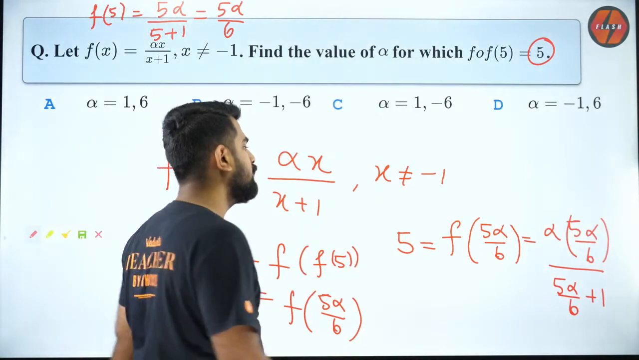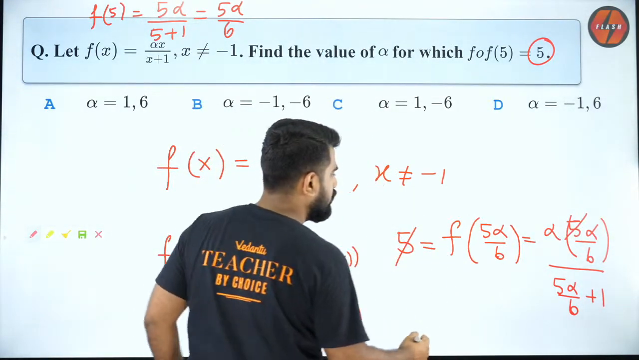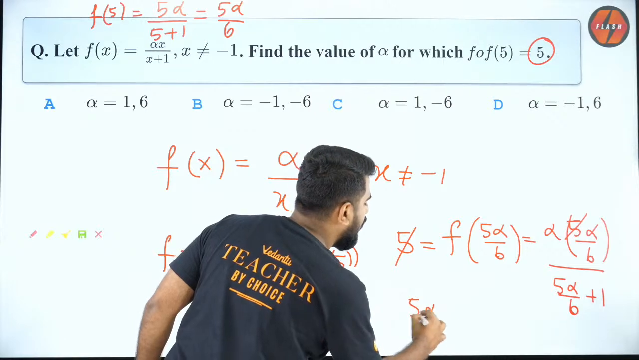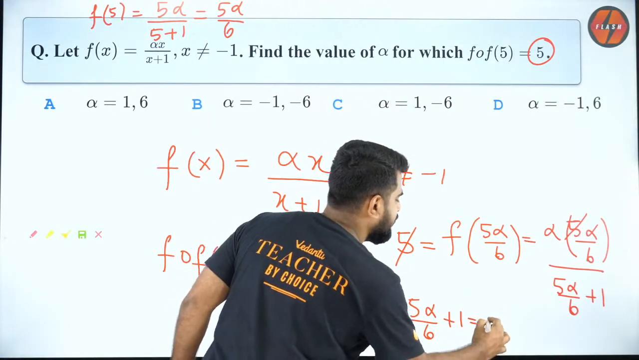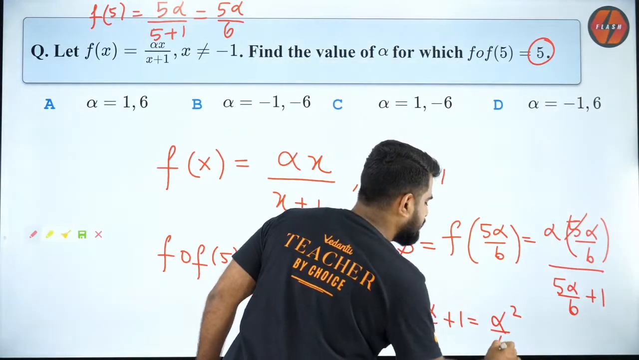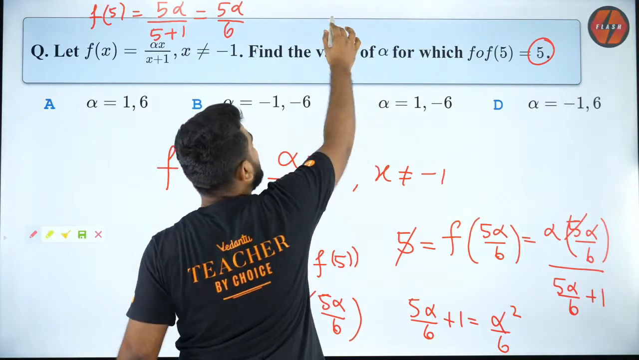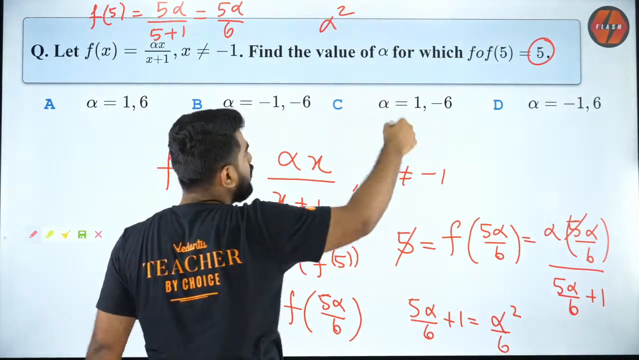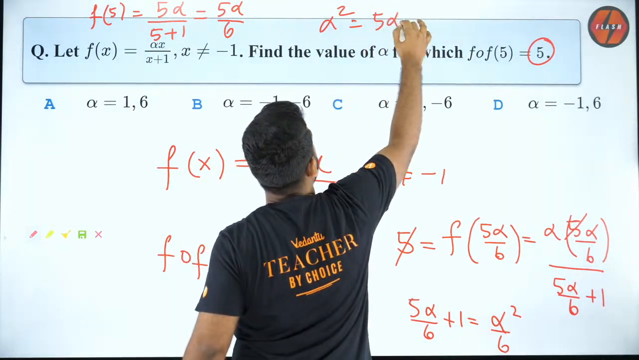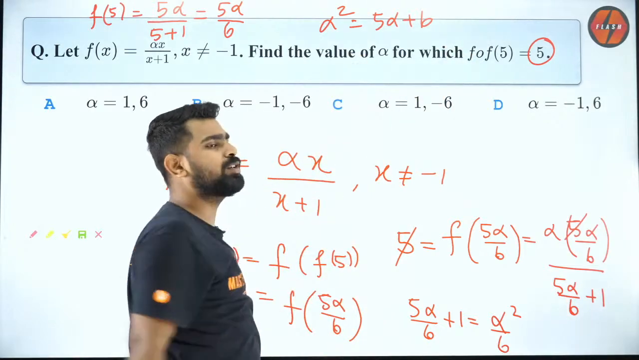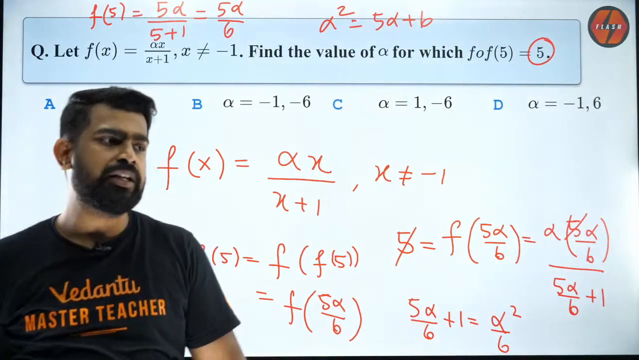Now solve it. 5 and 5 will get cancelled. So you will get 5 alpha by 6 plus 1 is equal to alpha square by 6. So you will get alpha square is equal to 5 alpha plus 6. So solve that quadratic, get the answer, and you are done.